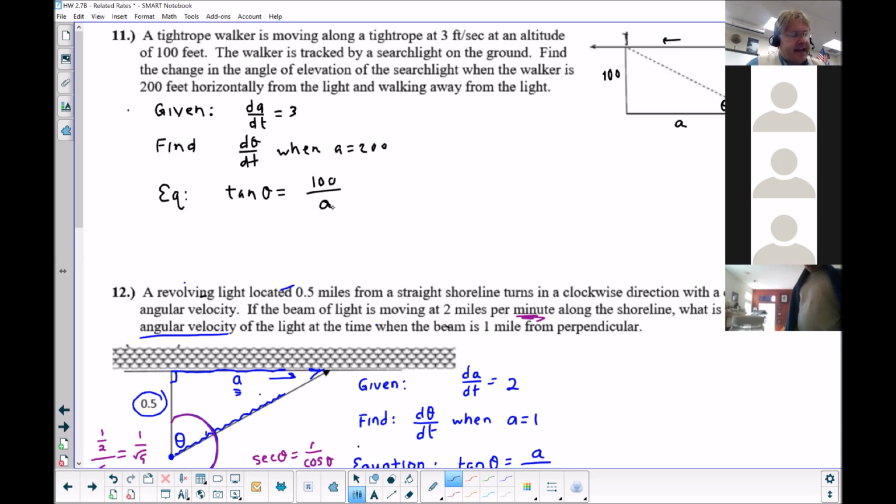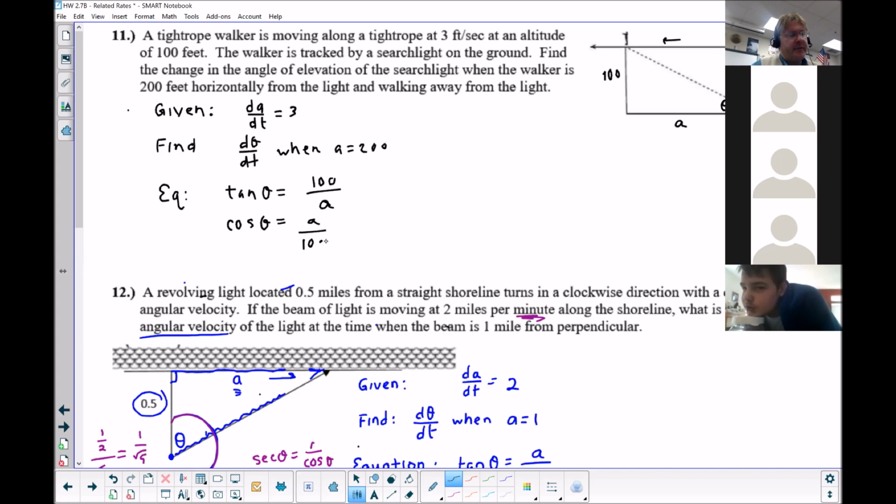Now I want to throw something at you. This is totally up to you. But whenever I see something like this, I think, oh, that's not fun. The derivative of 100 over A is a little bit trickier than the derivative of A over 100. So what you would have to do is call this 100 times A to the negative 1, which is no big deal. We do that all the time. But another trick, if you want to use it, is you could flip both sides.